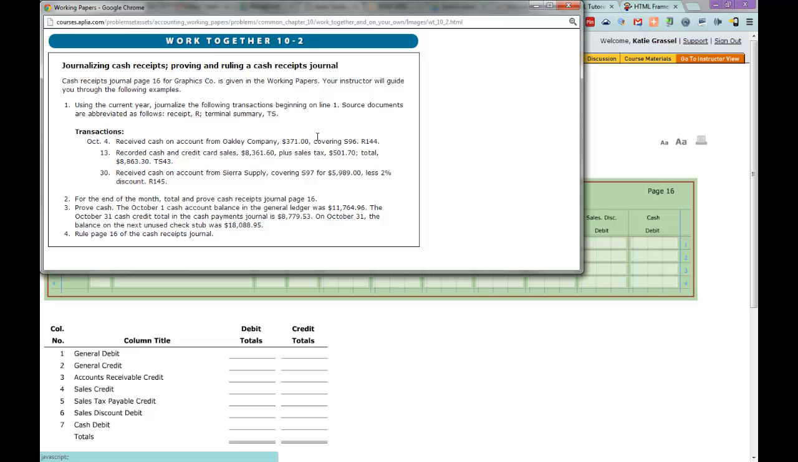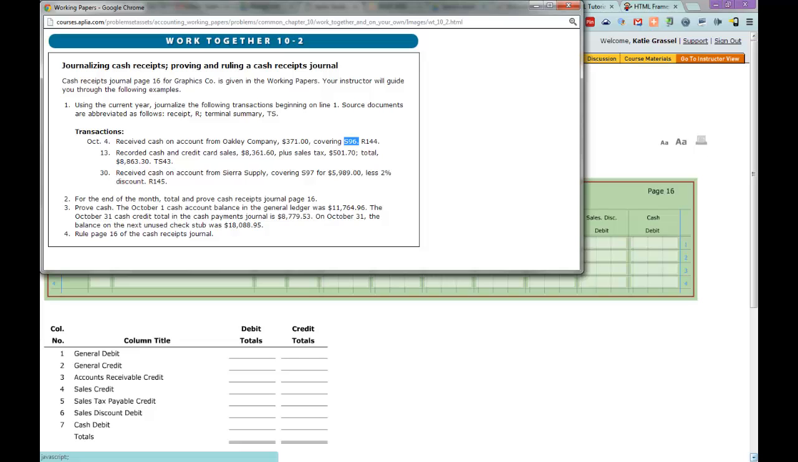Okay, but why did they give us 2? This first one right here, S96. I told you anytime that you see an S that you have to think sales journal. But what we're saying here is originally Oakley Company bought from us and I recorded it using S96. Now they're paying off S96.